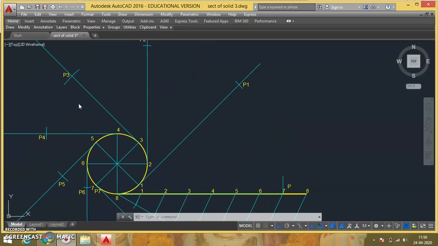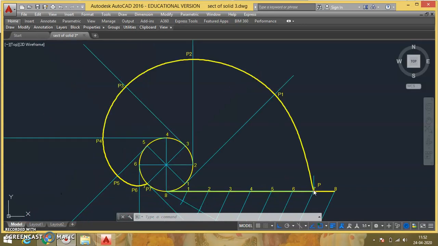Now what we have to do is join these points with the help of a smooth curve to get the involute. To do that, you can use a French curve, or you can even draw freehand to join these points. As I said, if you join all the points with the help of a smooth curve, what you generate is nothing but an involute. So this curve we generated for point P is an involute.